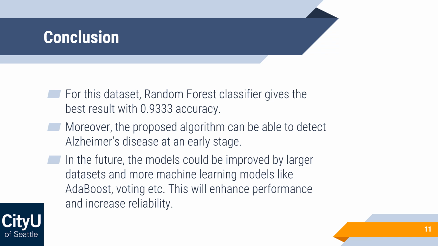And then in our conclusion for this data set, the random forest classifier gives the best result of 0.933 accuracy. Moreover, the proposed algorithm can be able to detect Alzheimer's disease at an early age. In the future, the model could be improved by larger data sets and more machine learning models like AdaBoost, voting, and etc. This will enhance performance and increase reliability.